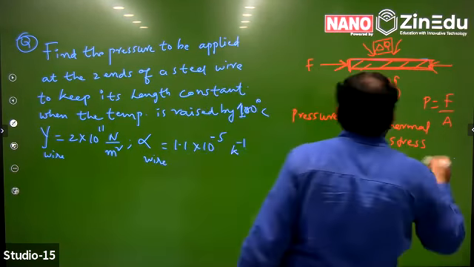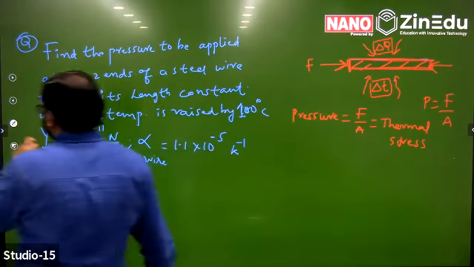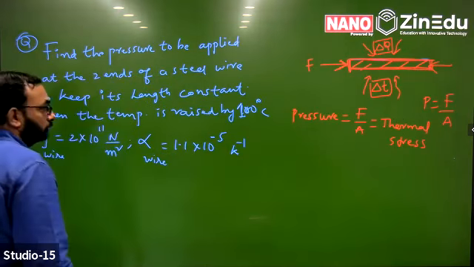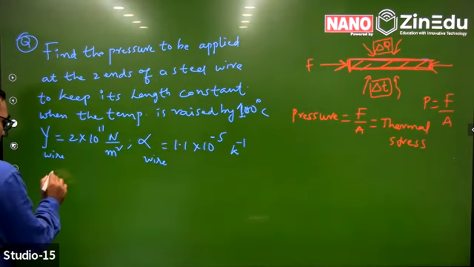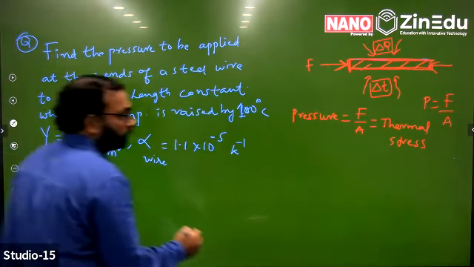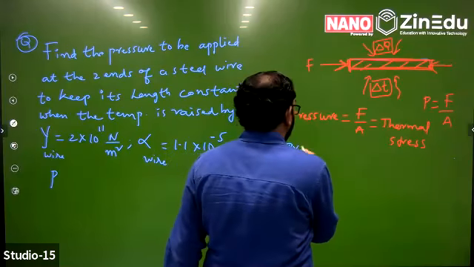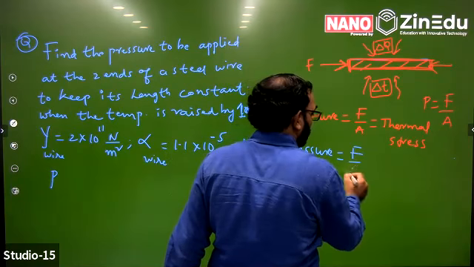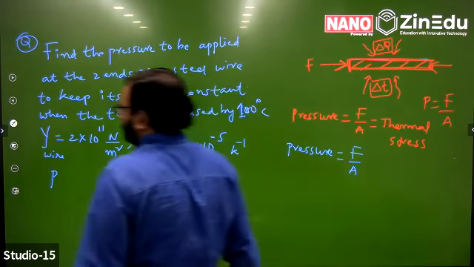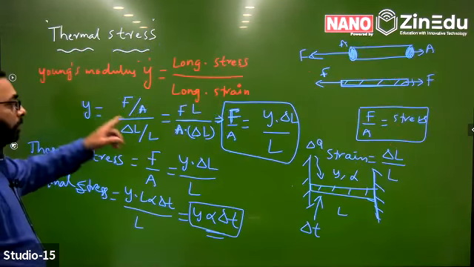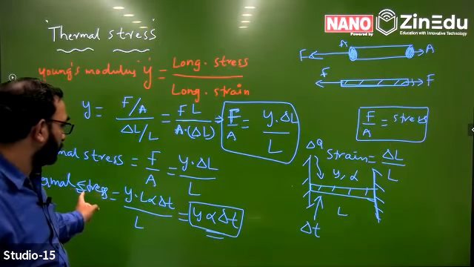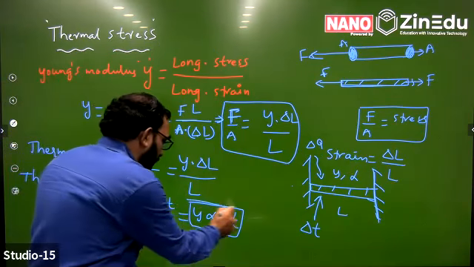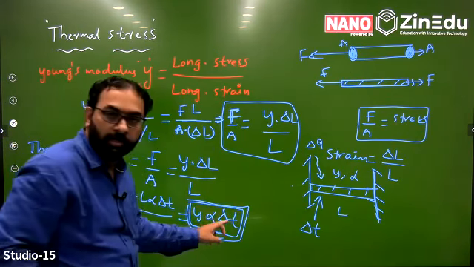So how to calculate that? Therefore, this pressure equals force by area, which equals thermal stress. What is the thermal stress? Which is force by area, this is pressure. Finally, this is the expression Y alpha delta T.